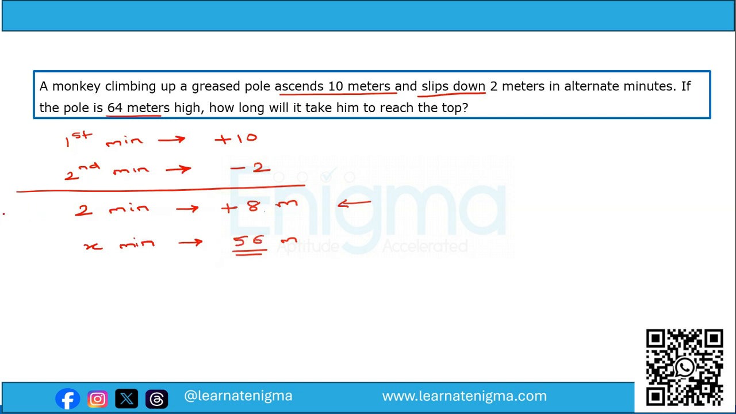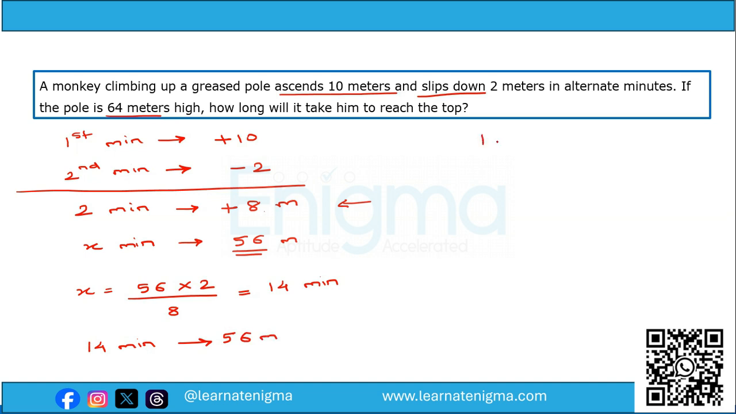So as this is directly proportional and as this is happening alternate minutes, we can easily get by cross multiplication. So x value will be 56 into 2 divided by 8. So that's how we get 14 minutes. So now we know in 14 minutes, the monkey is climbing up 56 meters.